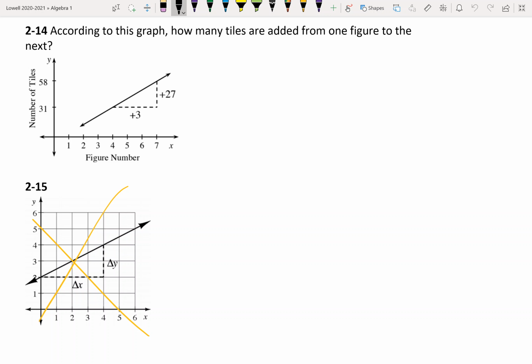And here's what we do know, is that we do know that this point right here, it's kind of drawn here for us. This point right here is 4, 31. So figure number 4 has 31 tiles. So I'm actually going to, again, use a table here to kind of help me illustrate this. So from here, we have x equals 4. So when x equals 4, y, the number of tiles, is 31. I don't know yet how many tiles are in figure number 5 or figure number 6.